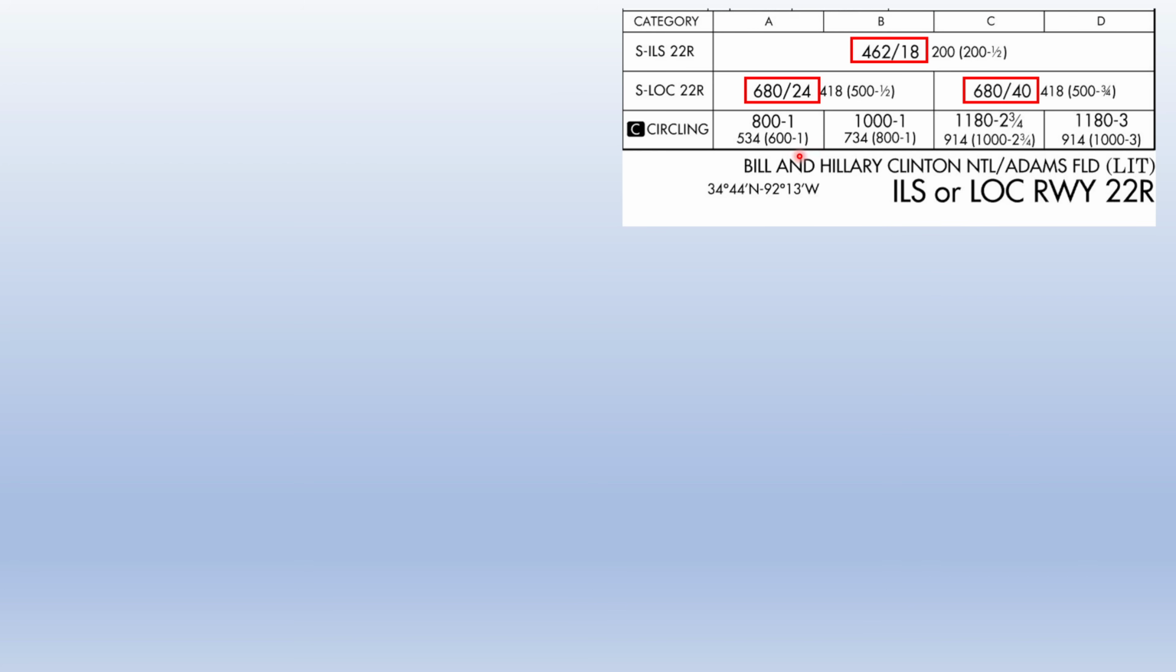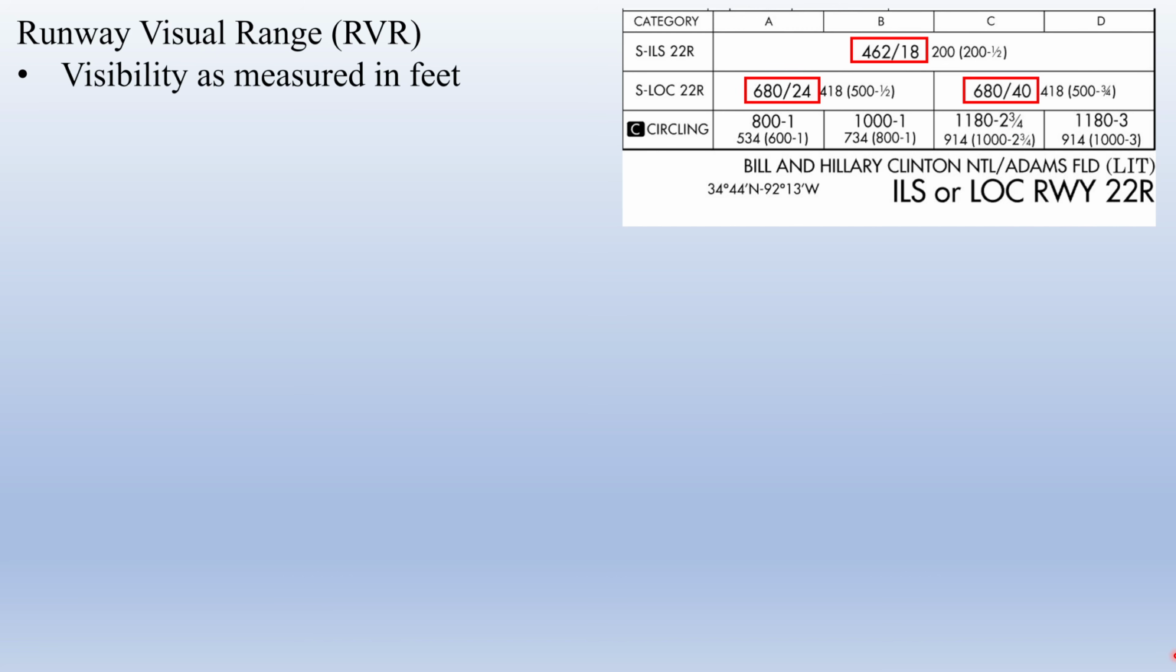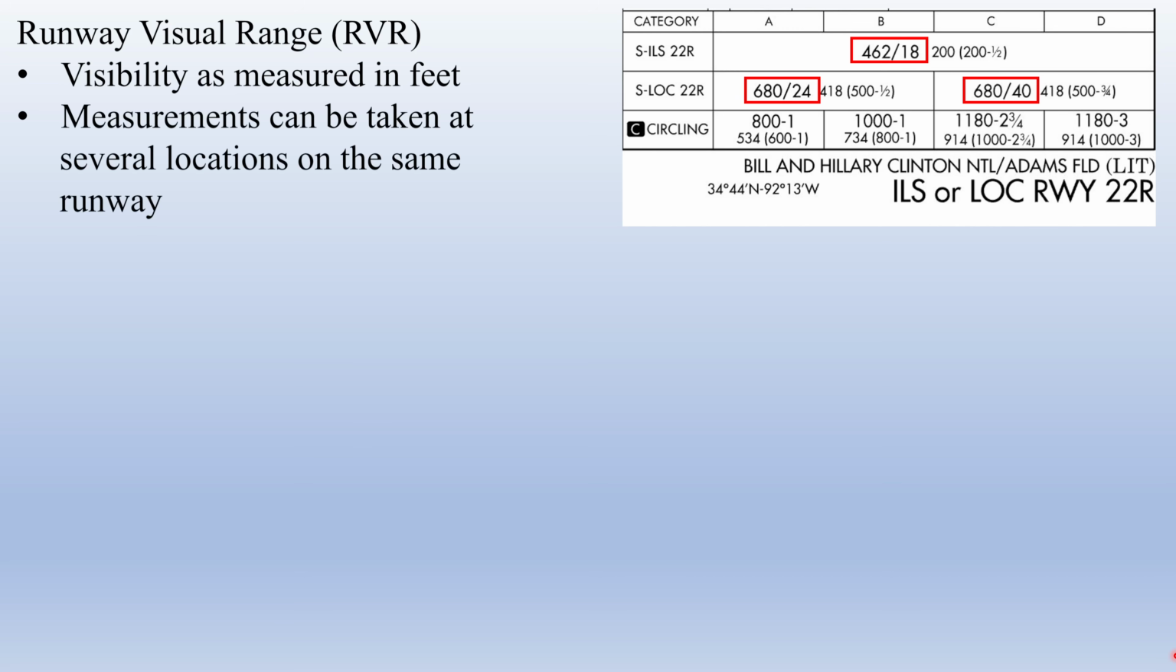Visibility minimums on most charts are listed in miles and fractions of miles, but there are some approaches where it's listed in what's called RVR, or runway visual range. So what is RVR? RVR, or runway visual range, is visibility as measured in feet. It is basically what the visibility you could see down the runway in feet would be if you're sitting on the center line of the runway. They do have sensors to measure this, and this can be measured at several different locations on the same runway. Typically, most runways have an approach end sensor, a midpoint sensor, and a rollout sensor, and then some very long runways will have a fourth sensor, which is called the far end sensor.